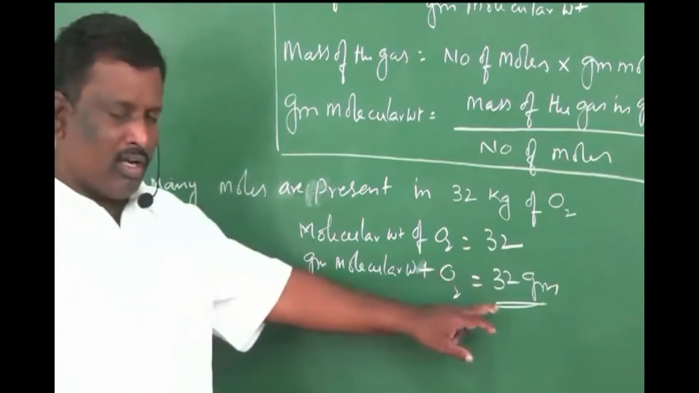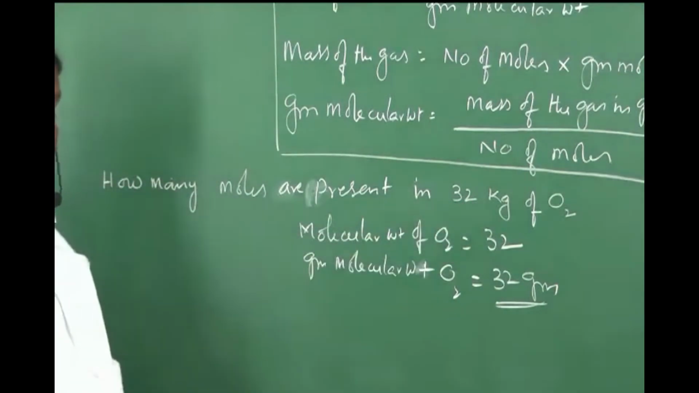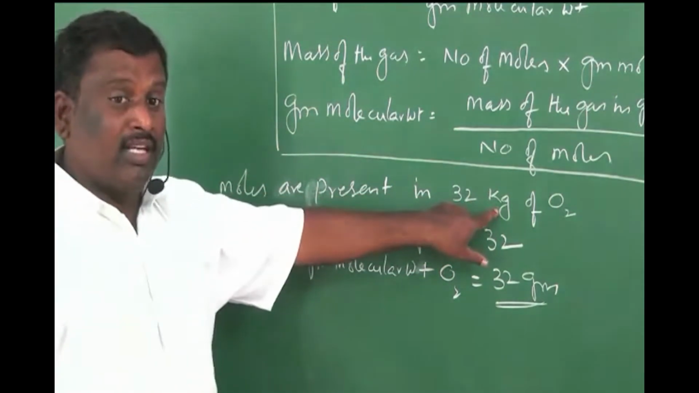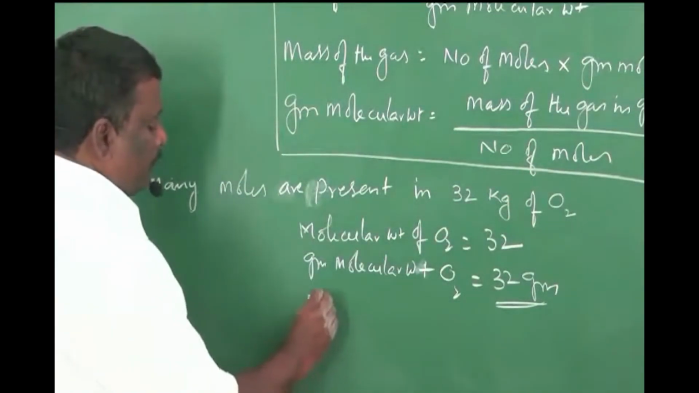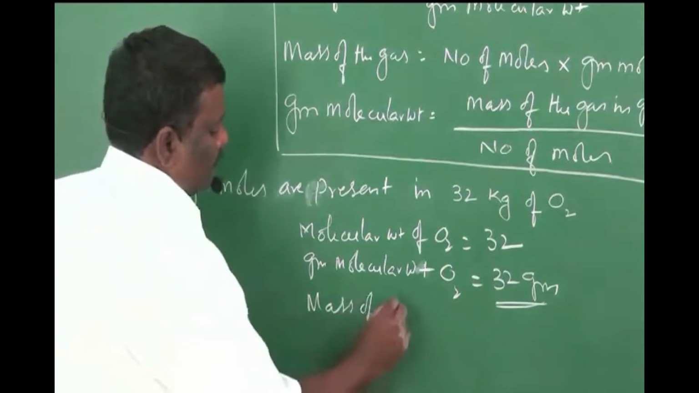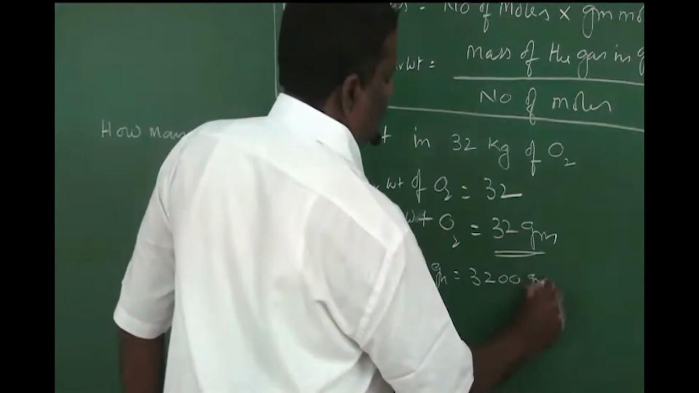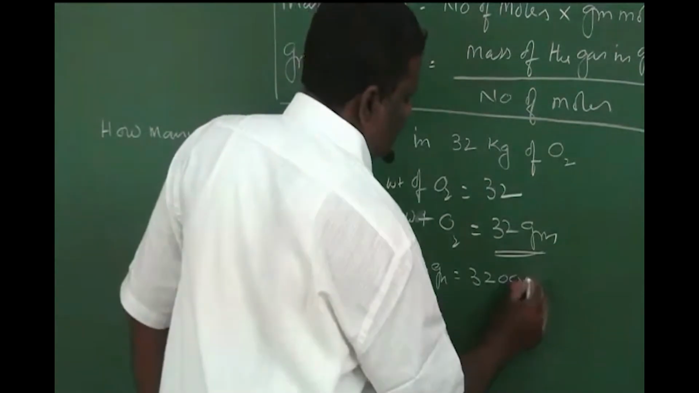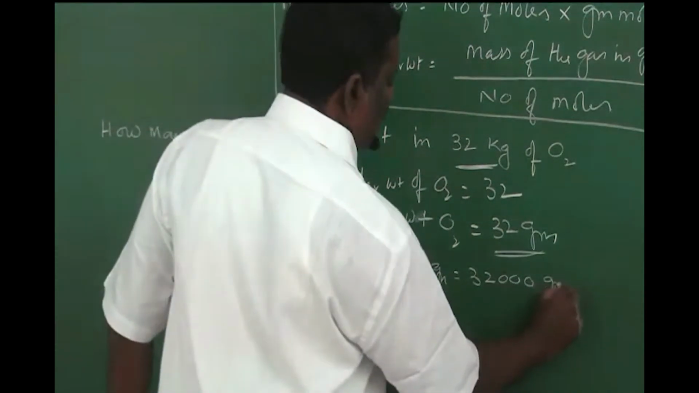So here you know the gram molecular weight and the mass of the gas is 32. But remember the unit here, the importance of the unit. Here they are asking for 32 kilograms, not 32 grams. So mass of O2 in grams is equal to 32,000 grams, because 32 kilograms will be 32,000 grams.